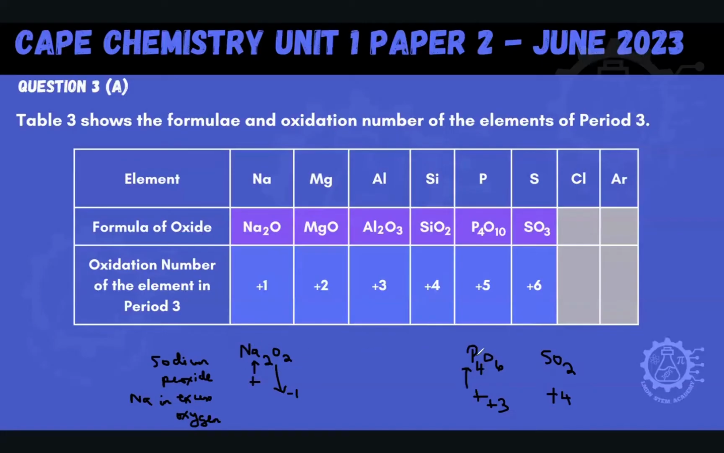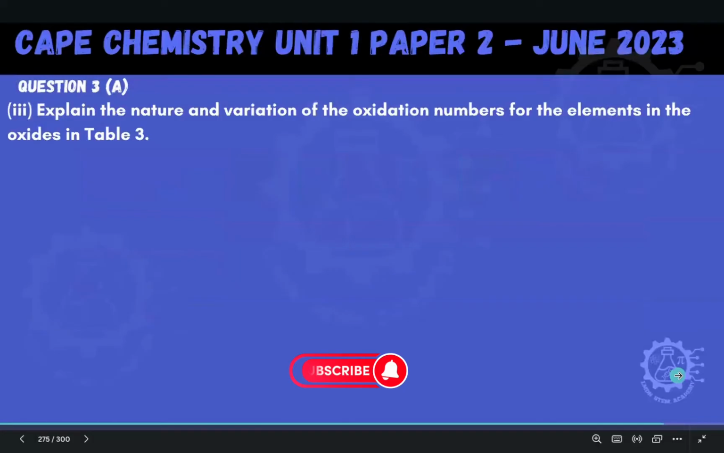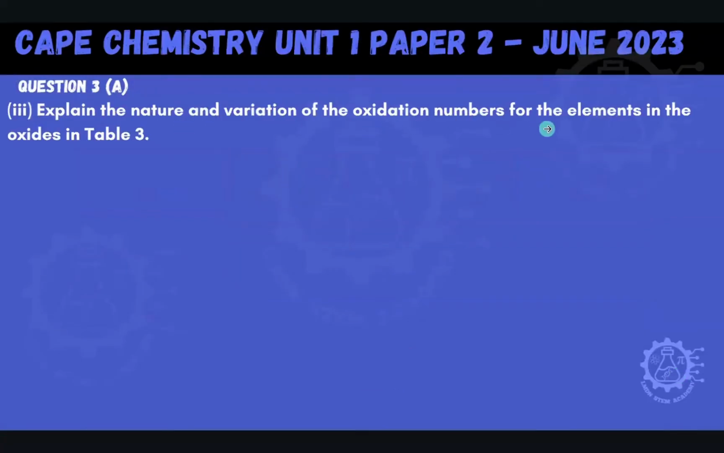If you wrote any of these, right, you would have also been correct because the question didn't explicitly say form the oxide from the highest oxidation state, right? So these could have also worked. Okay, and so we're going to move on now to the other part of this question. Right, so the other part says, explain the nature and variation of the oxidation numbers for the elements in the oxides in table 3.